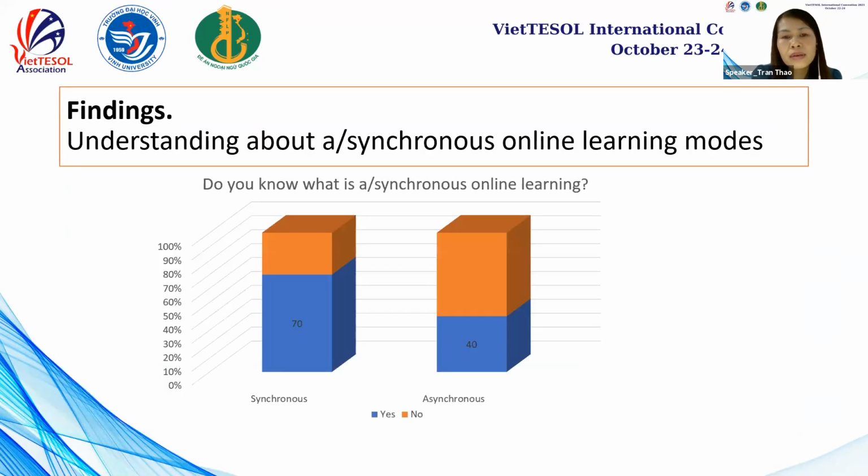And here are the findings. In my questionnaire, I asked the participants to answer a question about their understanding of the asynchronous and synchronous online learning modes. The question is, do you know what synchronous and asynchronous online learning is? You can see here for the first one, 70% of the participants know what synchronous online learning is. But on the other hand, only 40% of participants answered that they know what asynchronous online learning is. Very interesting data, right?